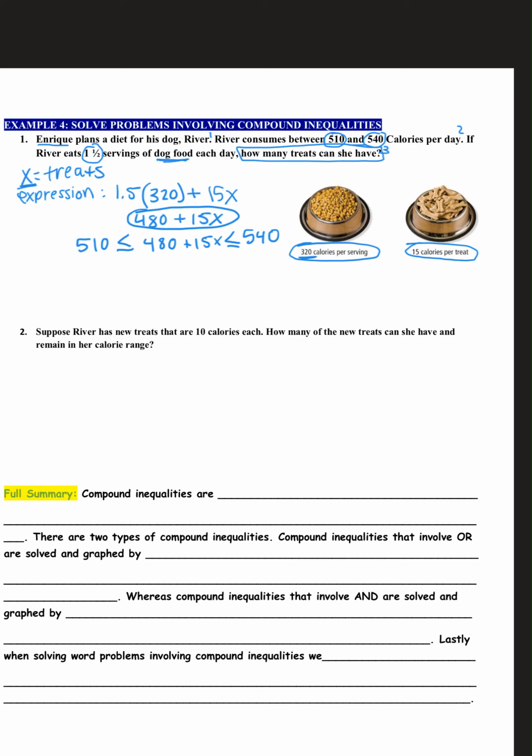All right, now this breaks up into two separate inequalities. We get 510 is less than or equal to 480 plus 15x. And then the next one, I'll do it in red, is 480 plus 15x is less than or equal to 540. Okay, so now we're going to solve each one of these separately. I'm going to zoom in.